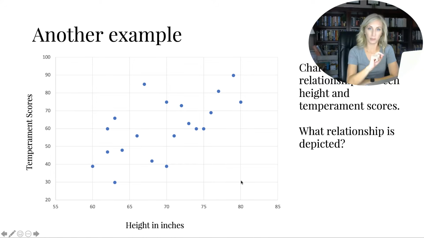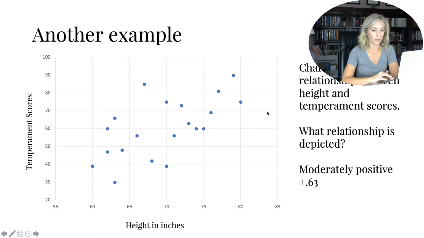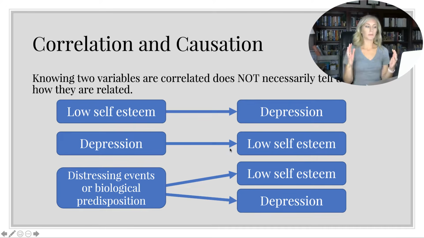What relationship is depicted? I'm hoping that you can look and see that the line of best fit would be going upward, which makes it positive, and that you could probably guess that it's really not that strong, but it's not weak either. So it's going to be somewhere around the 0.5 or 0.6 range. All right, so let's talk about correlation and causation.